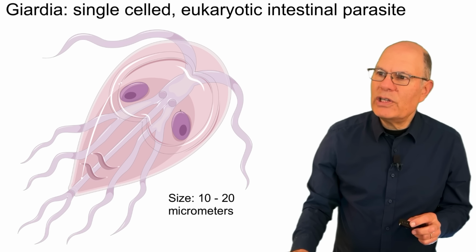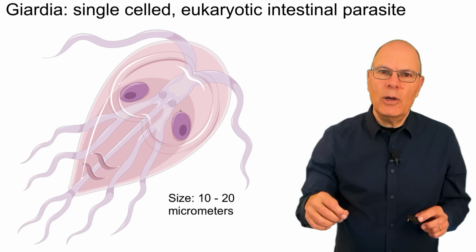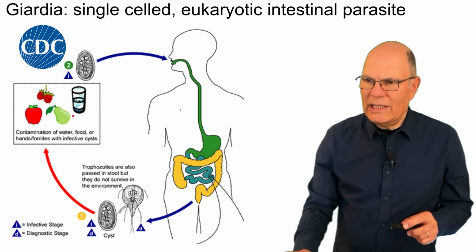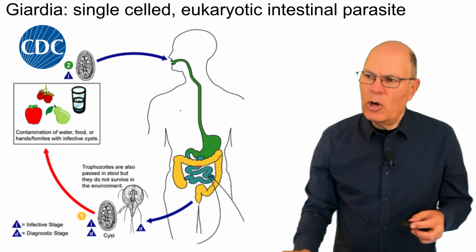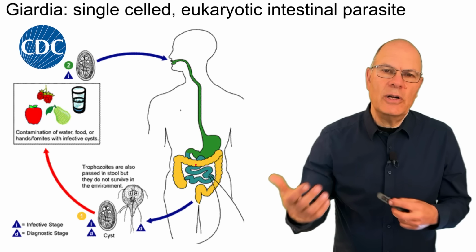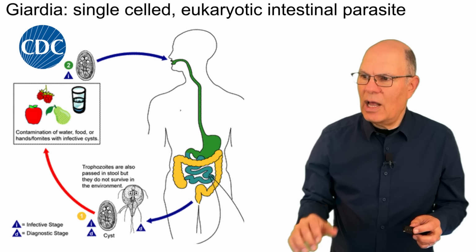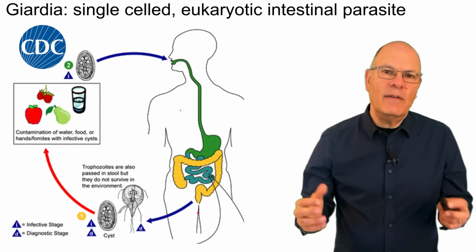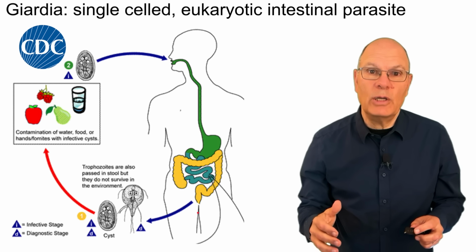Here's another parasite. This one is Giardia. That's a single-celled eukaryote that infects people when they take in contaminated water, food, etc. The Giardia reproduces inside our intestinal tracts. It causes diarrhea, other kinds of intestinal upset, and then it leaves via the feces to contaminate other food, water, and spread to another person.